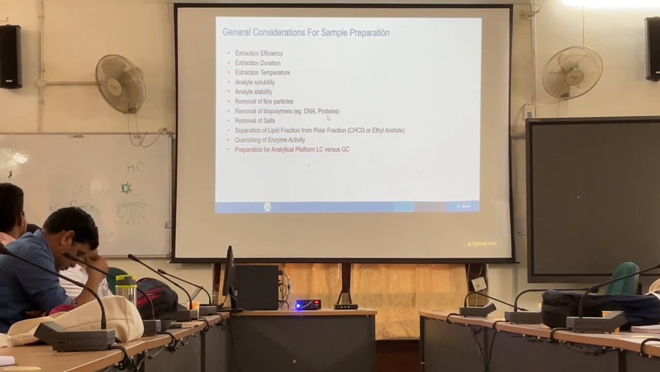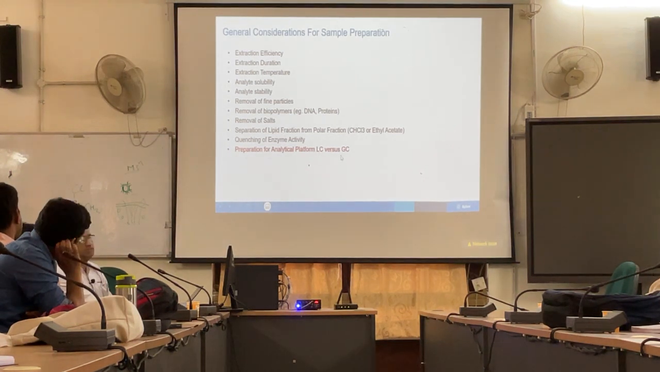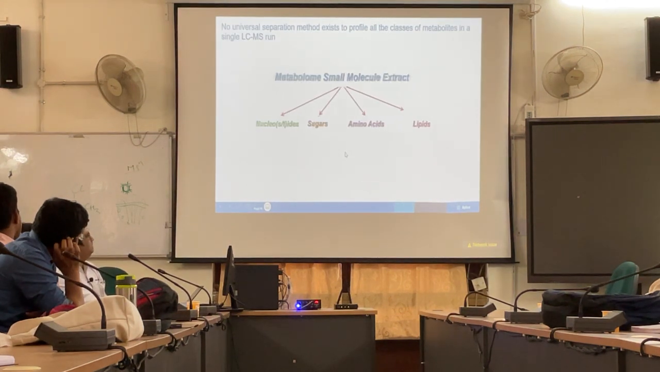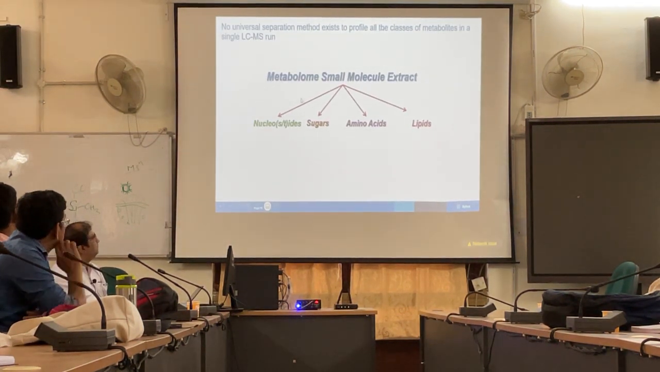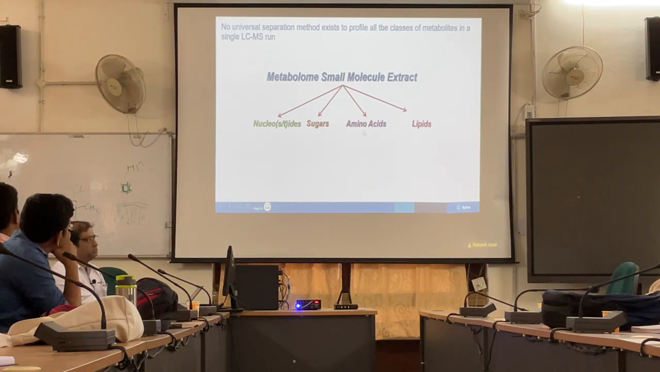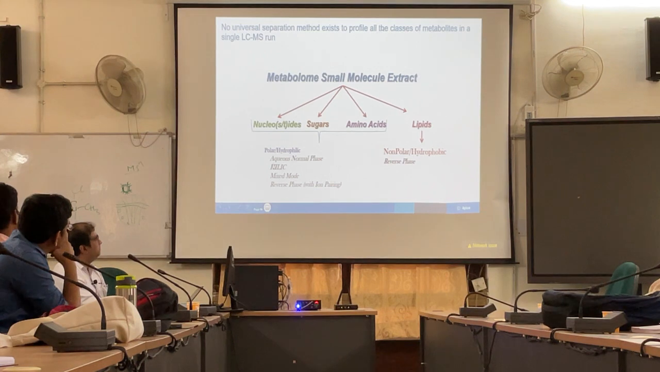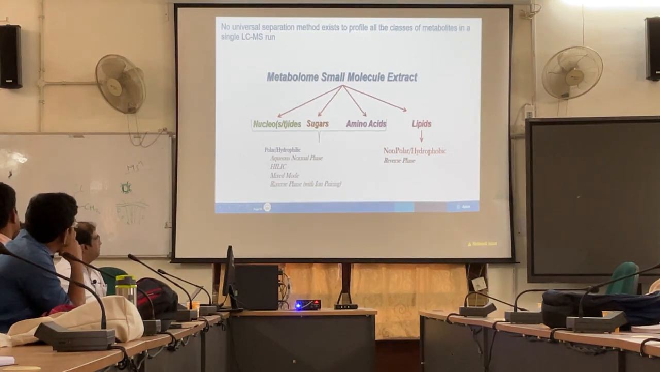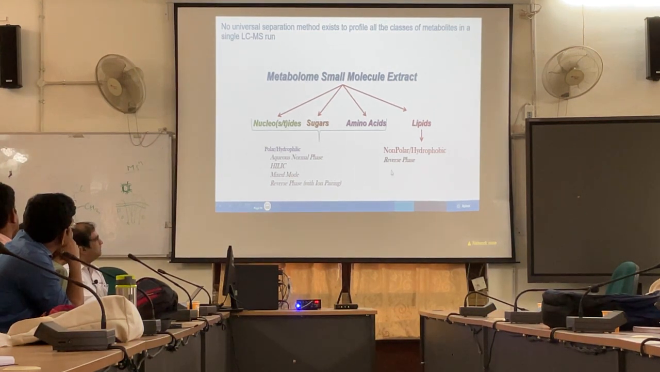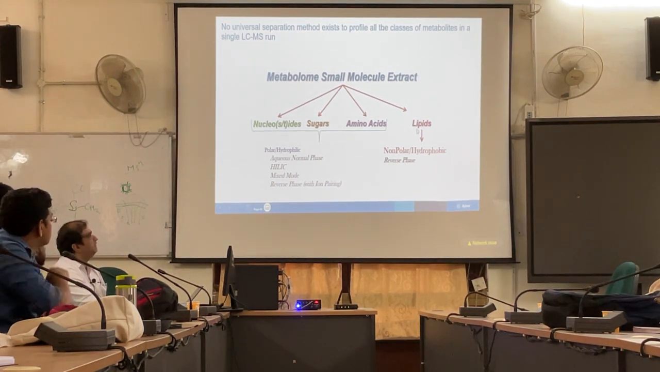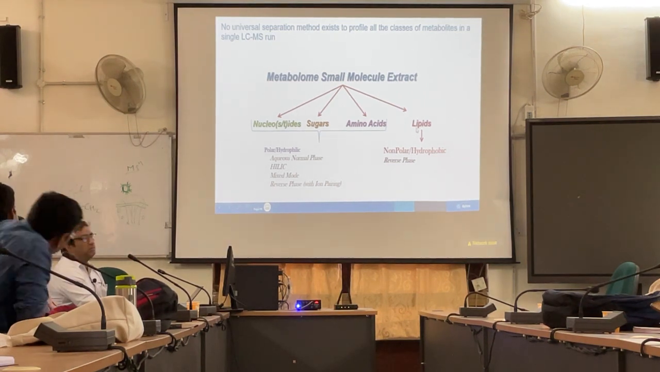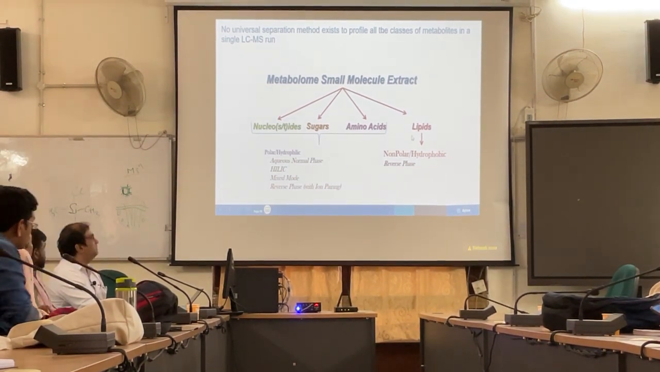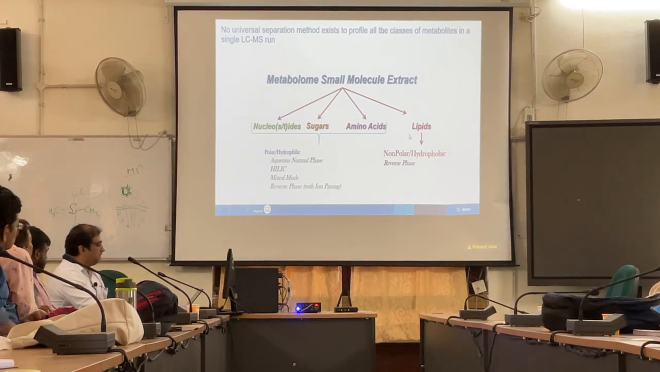Okay, and last step is whether you want to go for LC and GC. These are orthogonal techniques to each other. Why you want to go for LC and GC? Because if you look at the metabolites, they can be nucleotides, sugar, amino acid, lipid, anything. And if you analyze them, you have to use HILIC, mixed mode, reverse phase, etc. for these polar compounds, and for non-polar compounds you have to use reverse phase, and this will be mainly with APCI.